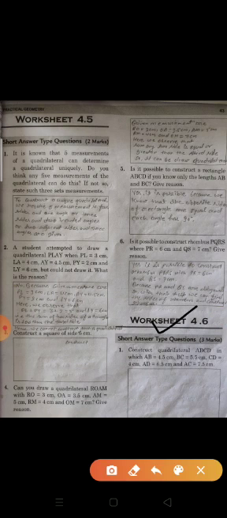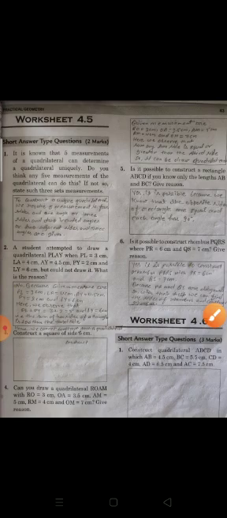Now we are continuing chapter 4, practical geometry. Students, in the previous video we have done 4.5. Now we will solve 4.6. From here we have to construct all the questions. I give you a hint on how to construct any quadrilateral, and you have to practice and draw all the constructions of the questions in this worksheet.